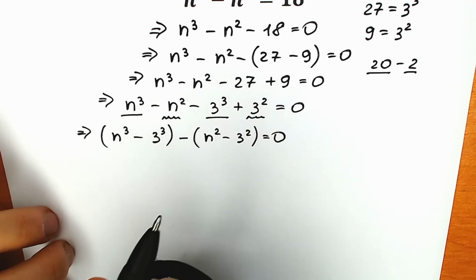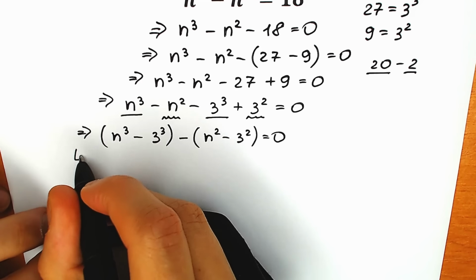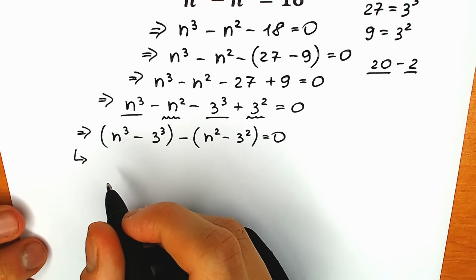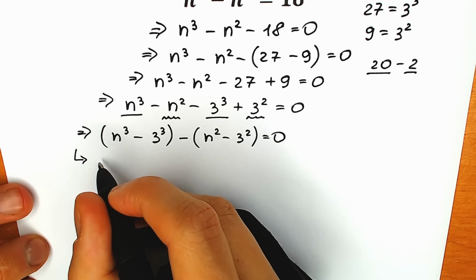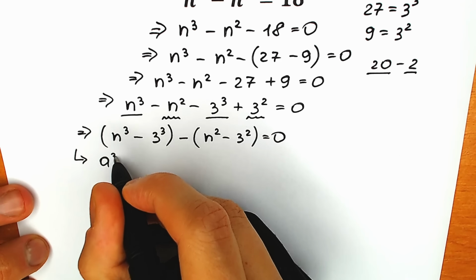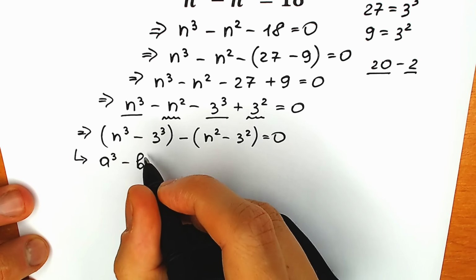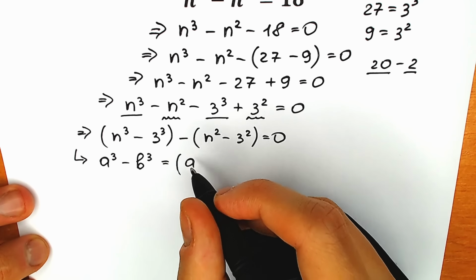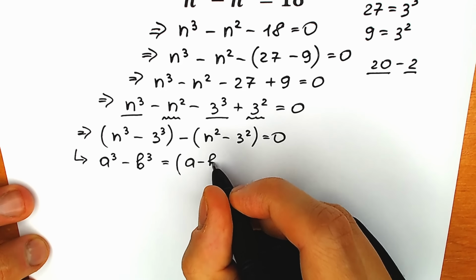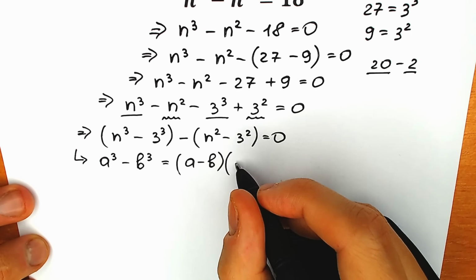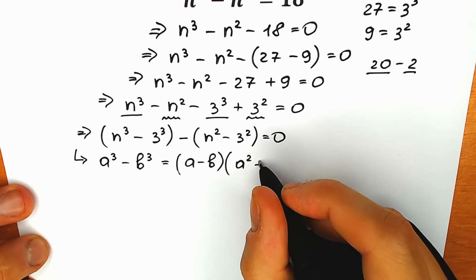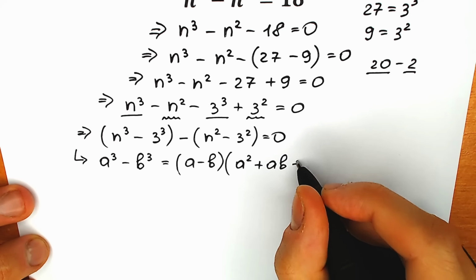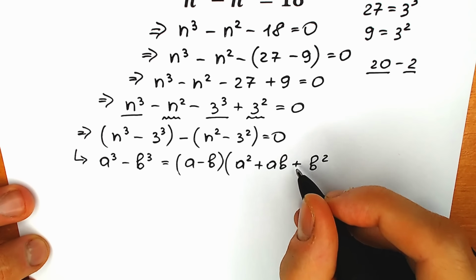Maybe you know this formula from school, but in case you don't, I just want to remind you and learn this formula with you. So a cubed minus b cubed. This is a difference of cubes, so we can expand it: a minus b, and in another parenthesis, a squared plus ab plus b squared. Really great.